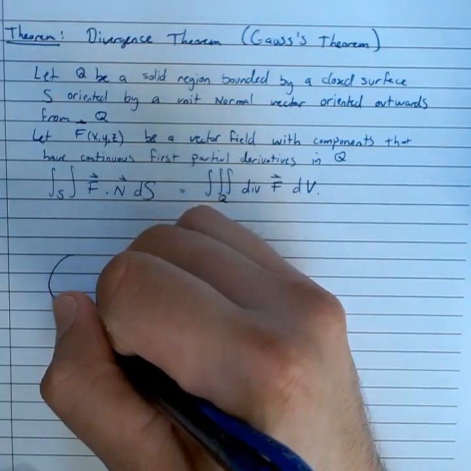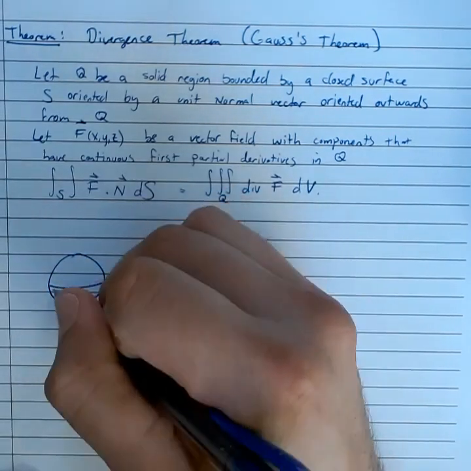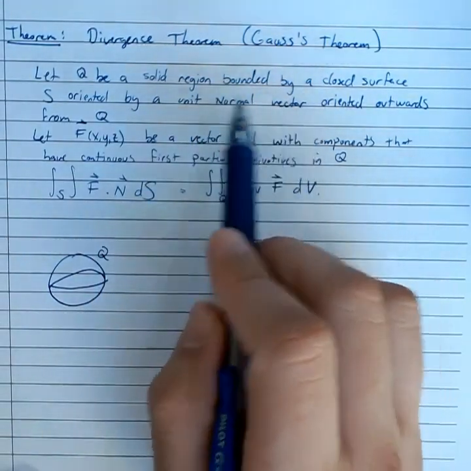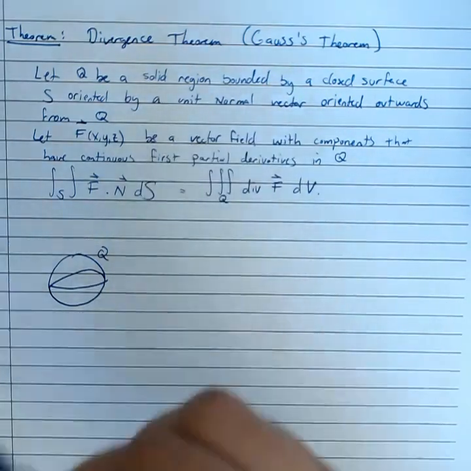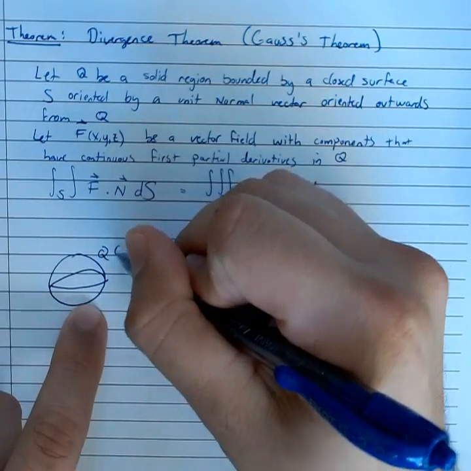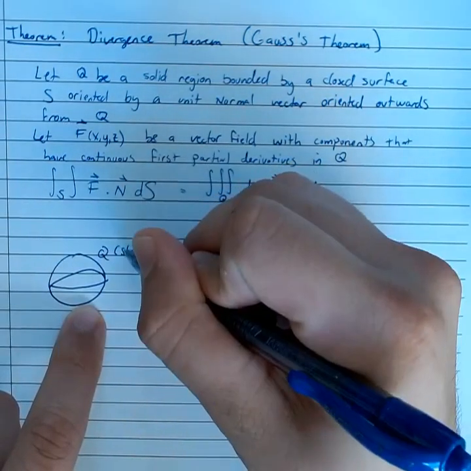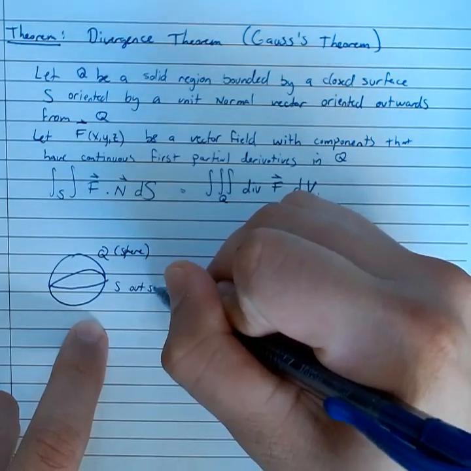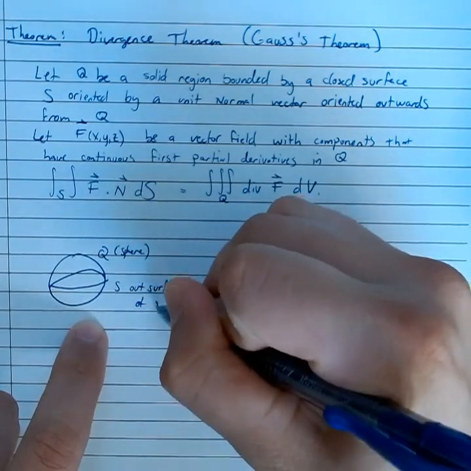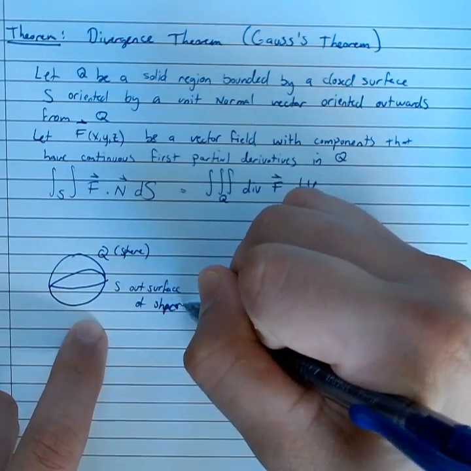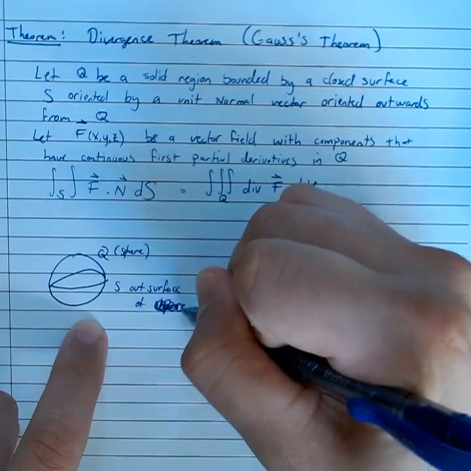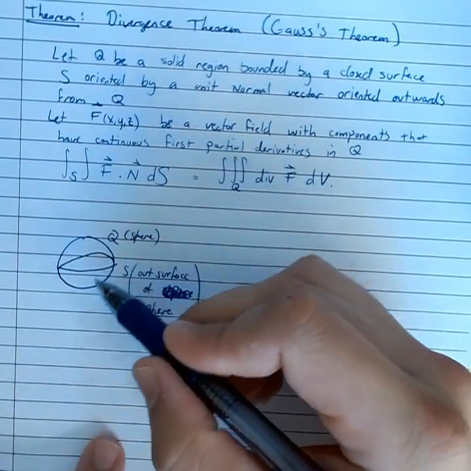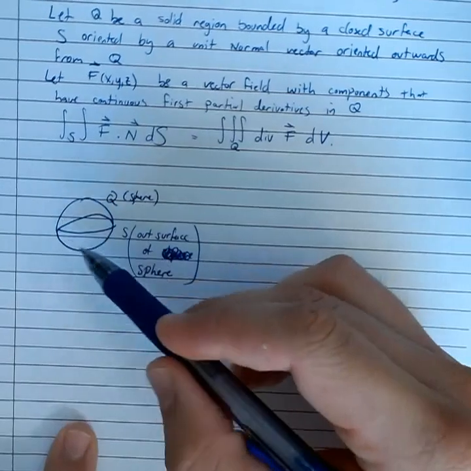So physically, you would have maybe a sphere, or something like that. All the stuff inside. Now let's say that region is bounded by a closed surface. So here Q is the sphere, whereas S is the outer surface of the sphere. Okay, so Q is solid, including all the stuff inside. S is just the outer layer.